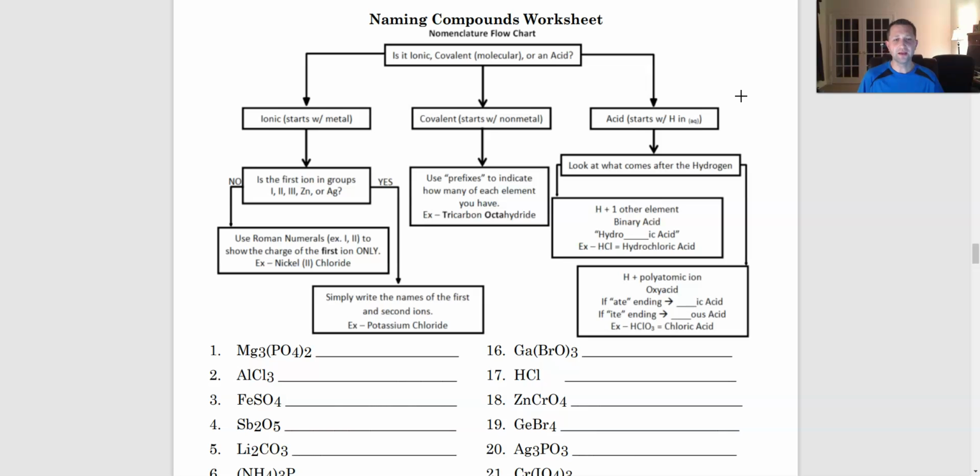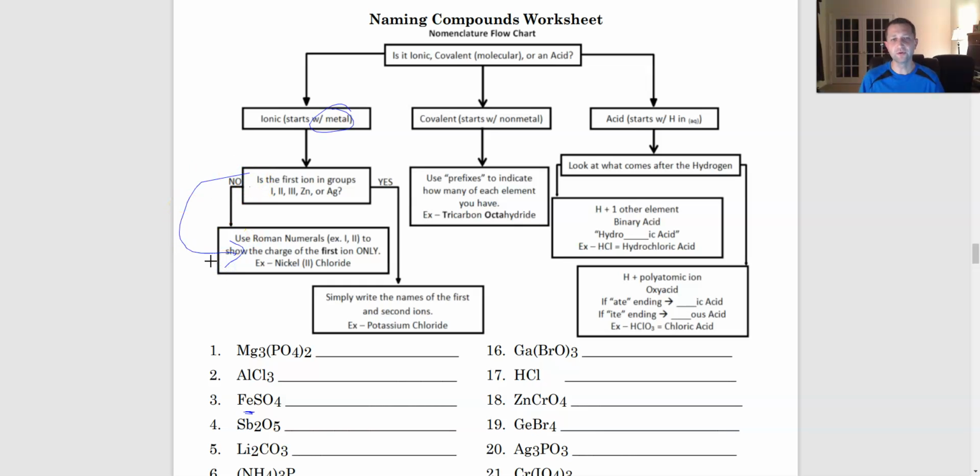Next one, number 3, FeSO4. This one is a little bit more complicated, not by much though. Start off how we always do. It starts with Fe. And Fe is what? Well, it is a metal. So we're going to start here. Then ask yourself, is it in groups 1, 2, 3, 13, zinc or silver? Well, iron is not in group 1, 2, or 13. It's not zinc, it's not silver. So what do we do here? We have to go to this part of our flow chart.